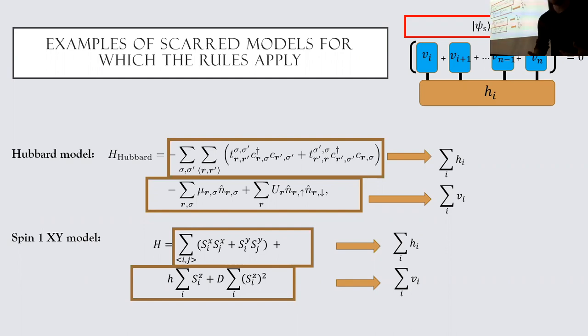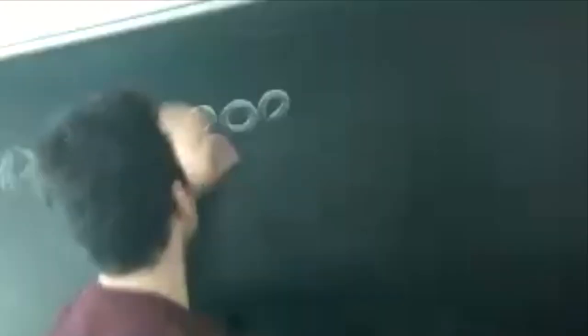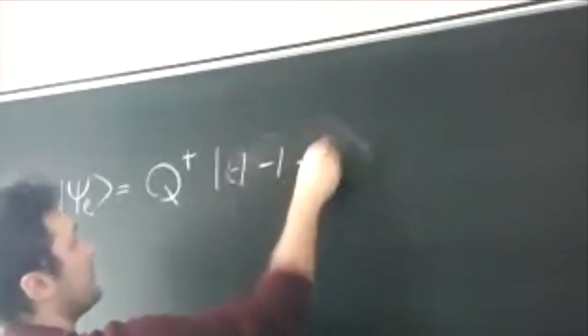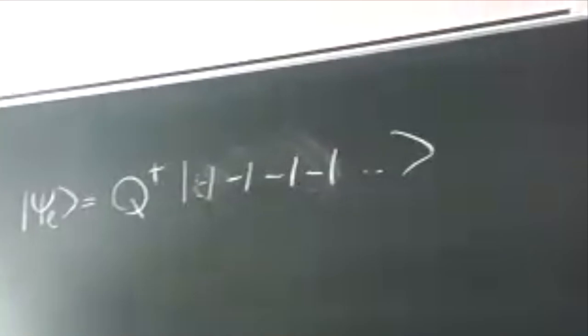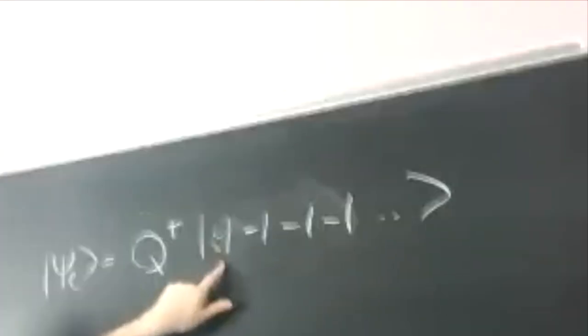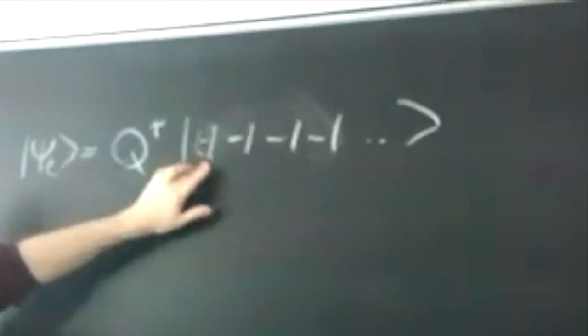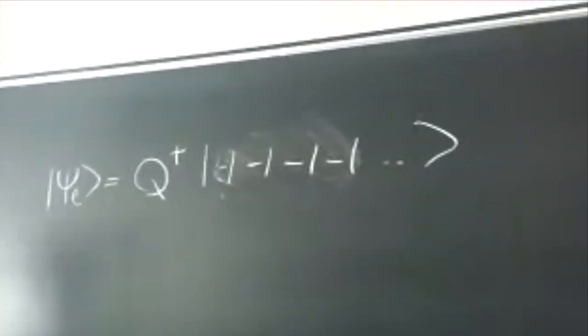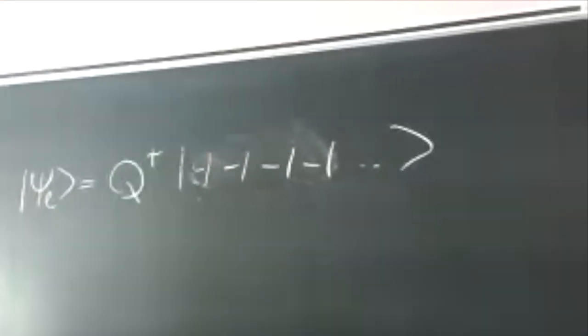The question is, could you give a concrete example of states where this will work? An example of states that would do that is as follows. You have some creation operator, Q dagger, that acts on, say, your vacuum state. So here, this is a spin-one model, right? Each individual site can be in a spin minus one, zero, or one state, where these are just the eigenvalues of the S^z operator. Now we want to create states that might satisfy these conditions.